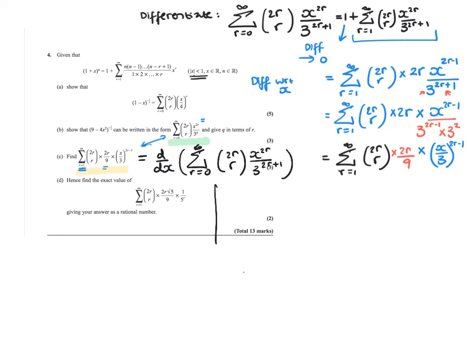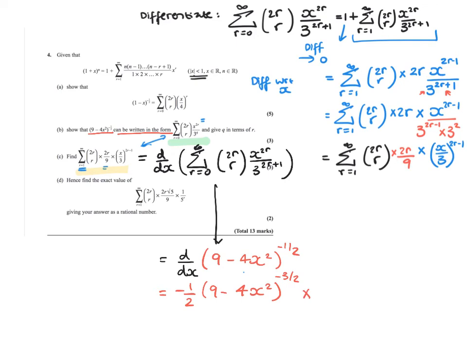So that means it must be equivalent to what you get when you differentiate what this sum is actually equal to. Now we know what this sum is actually equal to. It's equal to this result here, because remember that can be written in this form there. So this is the same as differentiating 9 minus 4x squared to the power of negative a half. So let's multiply by the power, negative a half, reduce the power by 1, so negative 3 over 2, multiply by the derivative of the inner function.